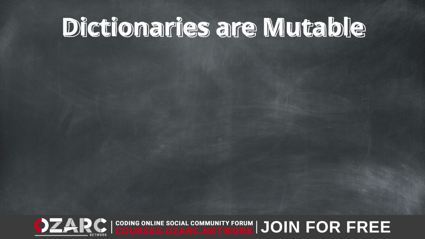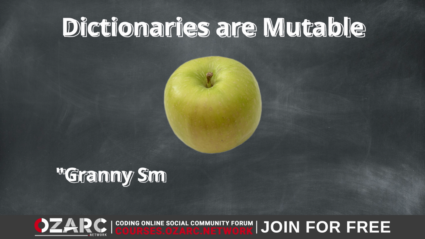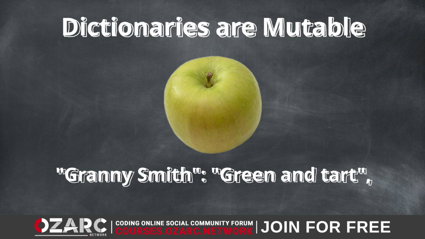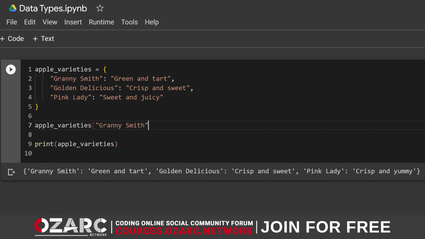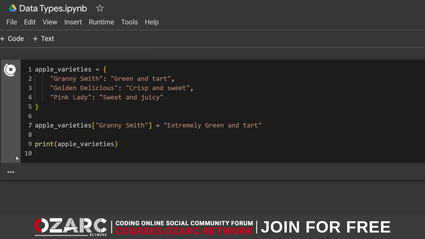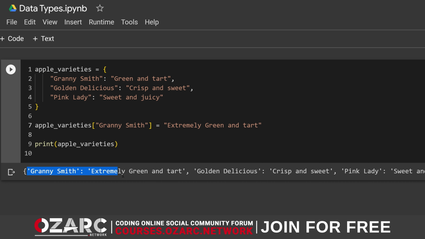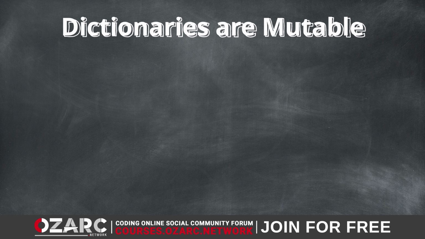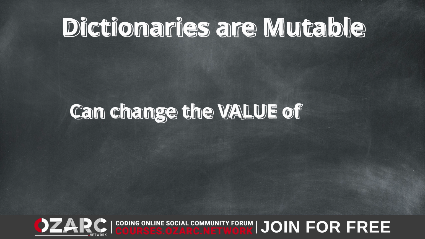With that said, it shows that Python dictionaries are mutable, meaning that we can change the description of an apple at any time. Let's change the description of the Granny Smith apple. When we print the dictionary, the output will be Granny Smith, extremely green and tart, Golden Delicious, crisp and sweet, Pink Lady, sweet and juicy. As you can see, we were able to change the description of Granny Smith from green and tart to extremely green and tart. This shows that dictionaries are mutable, meaning we can change the value associated with a specific key.